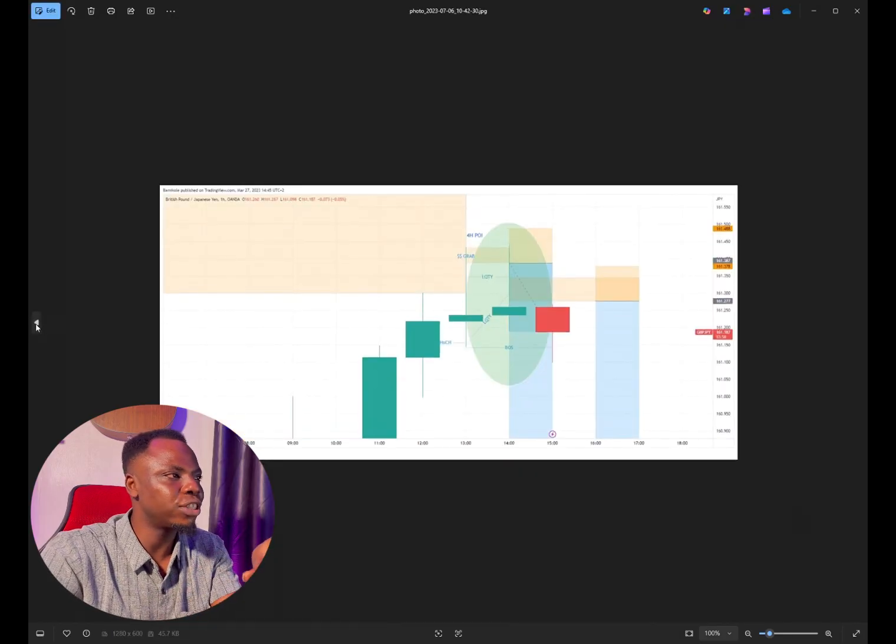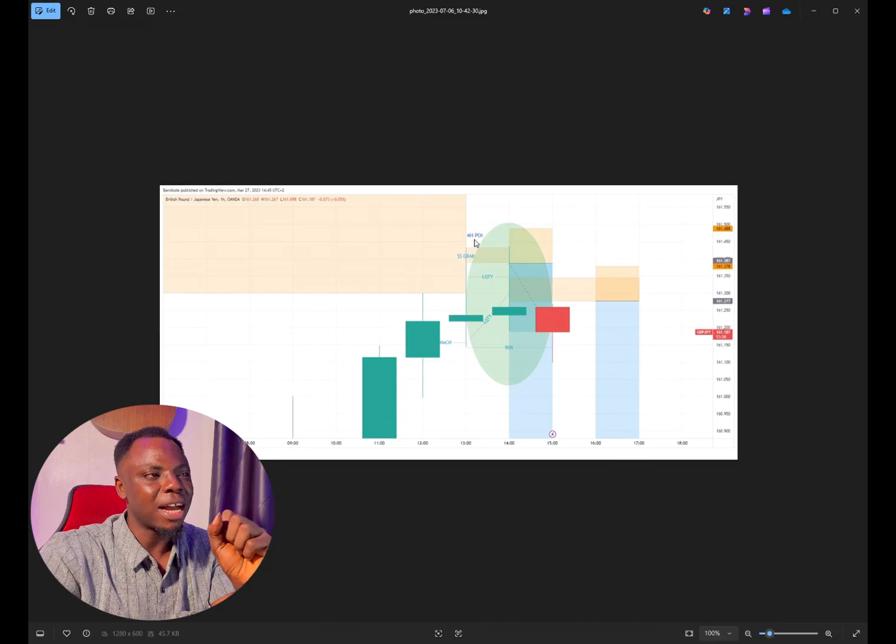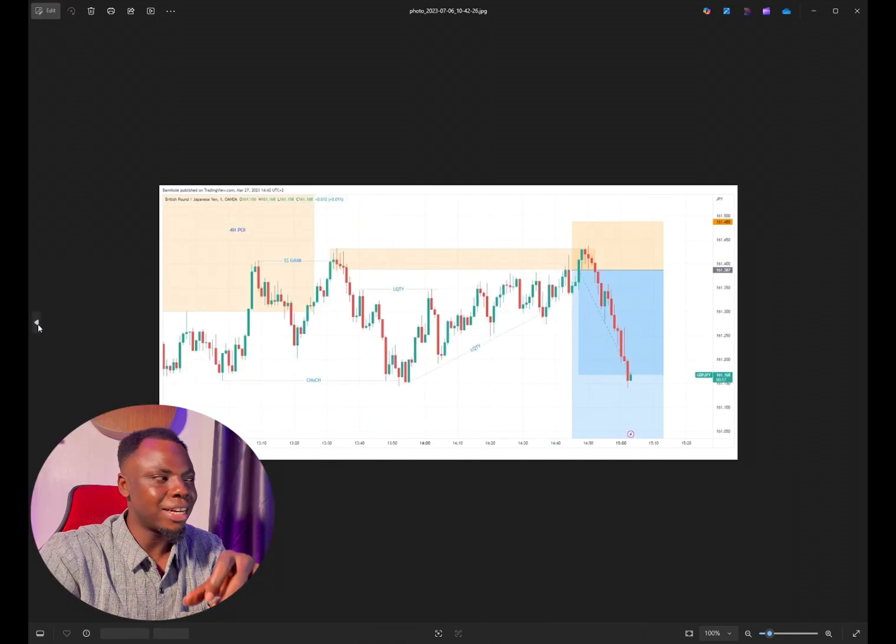This is another one on GBP JPY, a sell movement. Looking at it, I have what I have marked on my chart. I have a 4 hours point of interest, which the market mitigated, giving me this particular bearish pin bar. Then on the lower time frame, I got this.